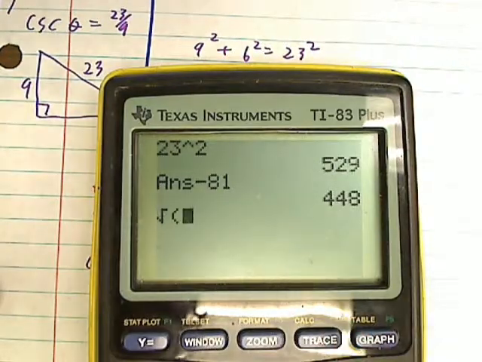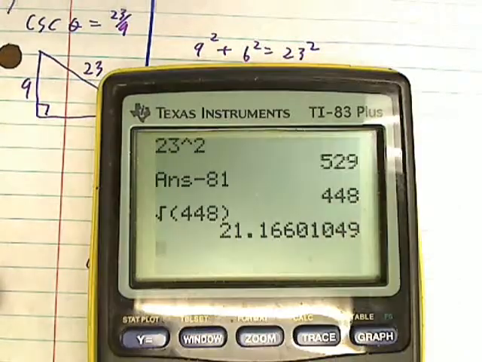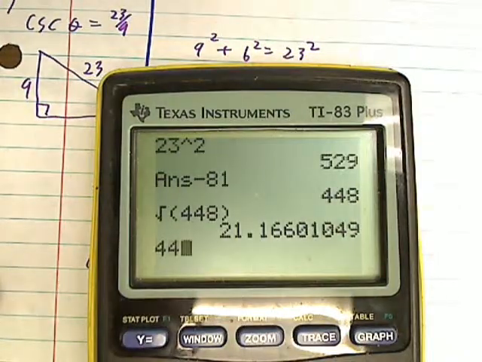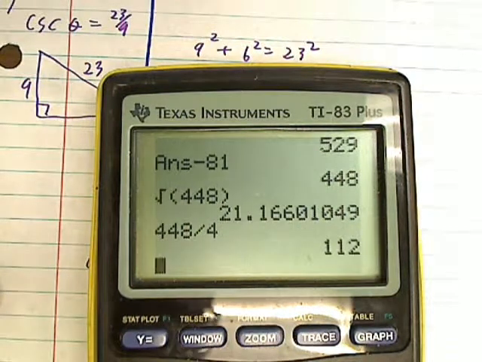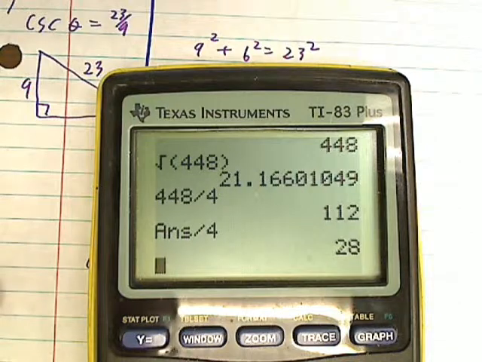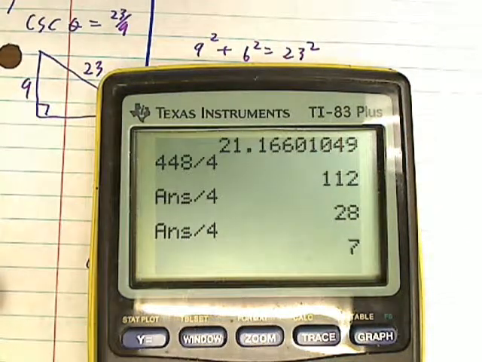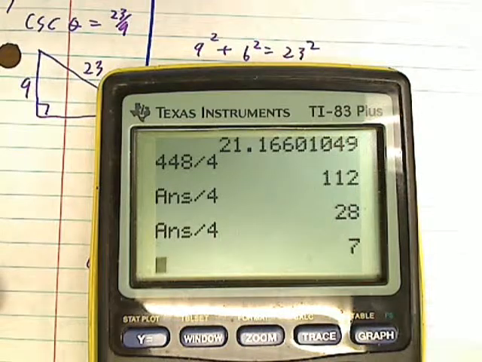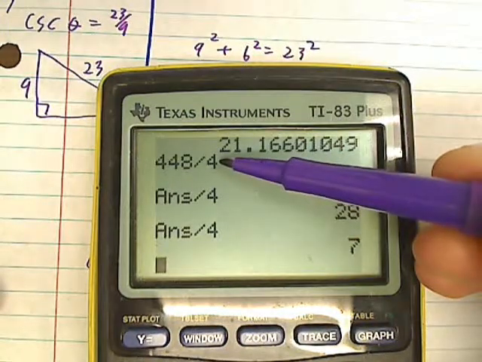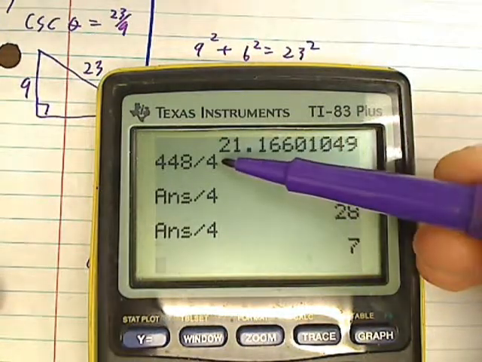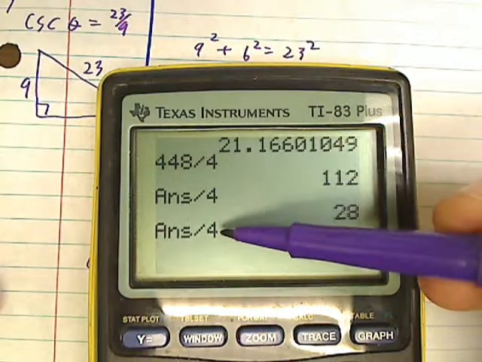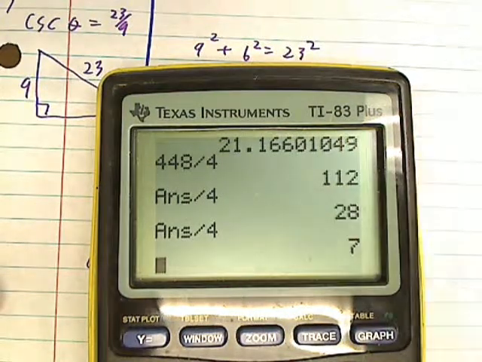I wonder if that goes evenly. No, it doesn't. But probably 4 goes into it, right? 448 divided by 4 is 112, divided by 4 again, and again. Divided by 4 3 times. So each time I divide it by 4, the square root of 4 is 2. So 2 times 2 times 2 is 8. So it's going to be 8 times the square root of 7.